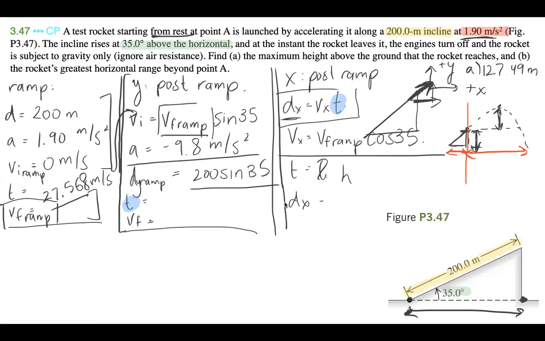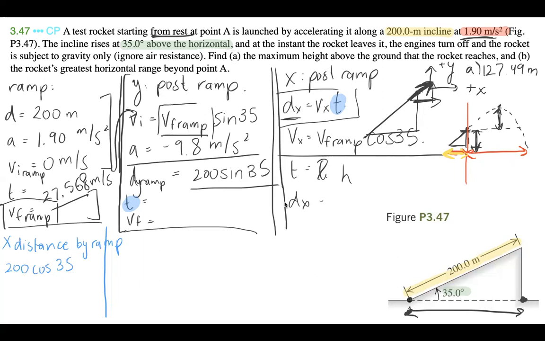So we can go ahead and do the ramp first, just because I think it's so much easier. I'm going to solve this in blue. Just to get this easy part out of the way, the x distance by the ramp is going to be 200 cos 35. That's going to be the x distance by the ramp.